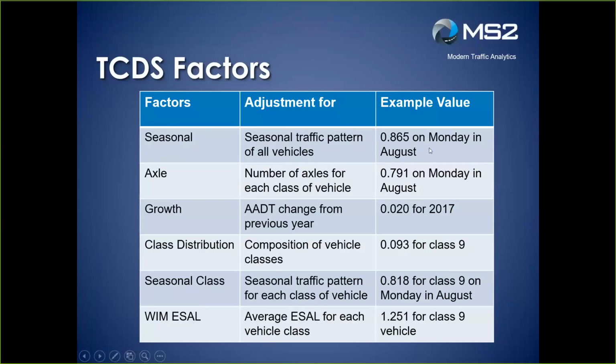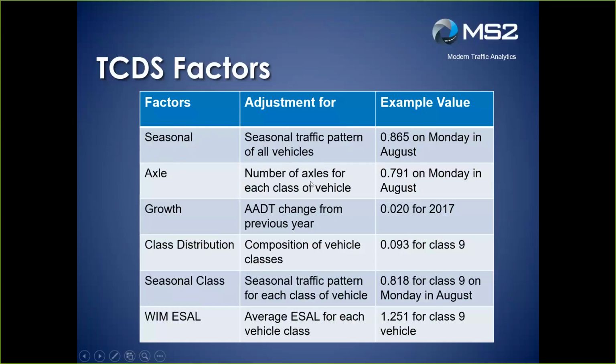One example value would be, say, 0.865 on Monday in August. That means for this location on a Monday in August, you tend to have high volumes. So when you capture that daily volume, you need to discount it by almost 13.5% to get to the AADT. So that's what it means. The value could range from 0.8 to 1.2, for example. So that's the seasonal factor.